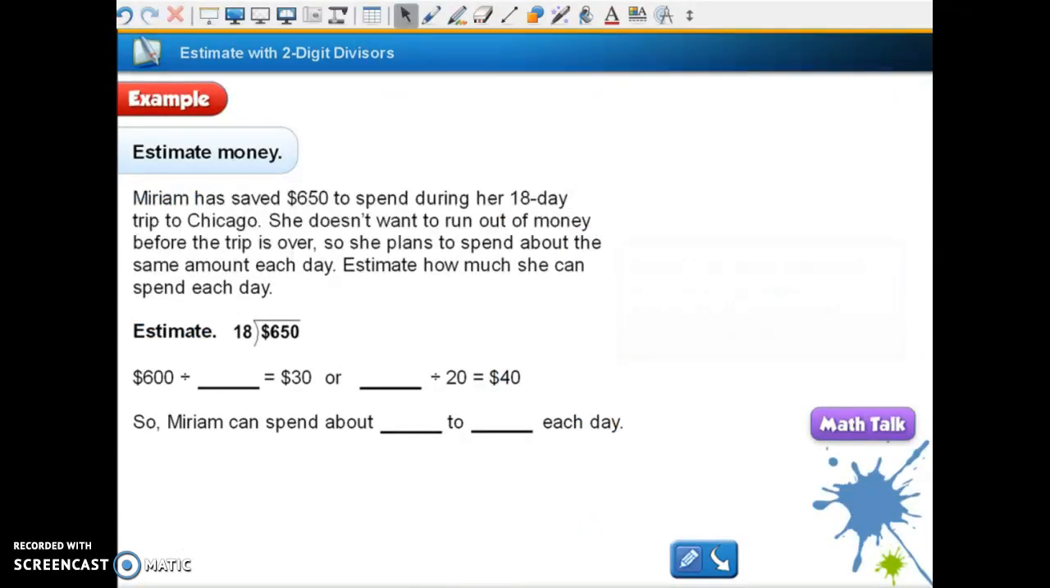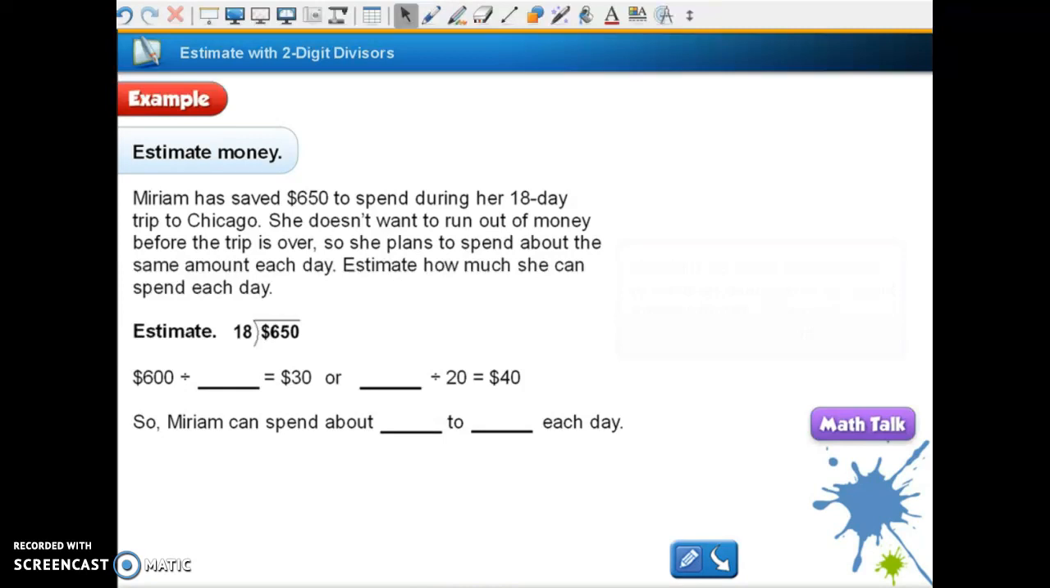Now we're on page 80 in the top box. Miriam saved $650 to spend during her 18-day trip to Chicago. She doesn't want to run out of money before the trip is over, so she plans to spend about the same amount of money each day. Estimate how much she can spend each day.